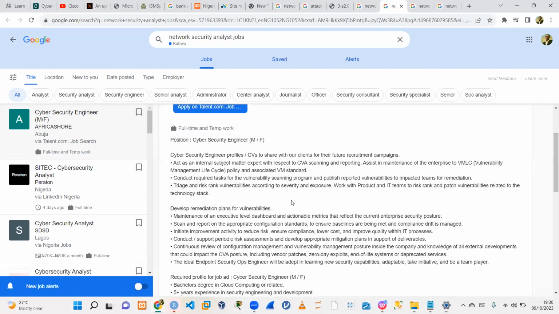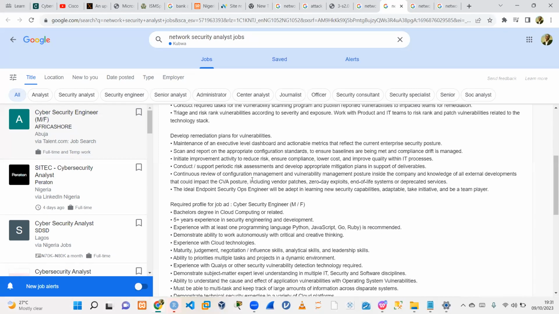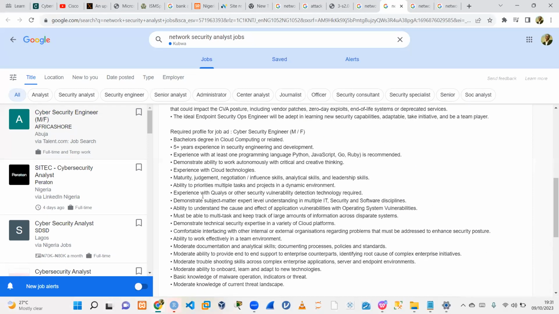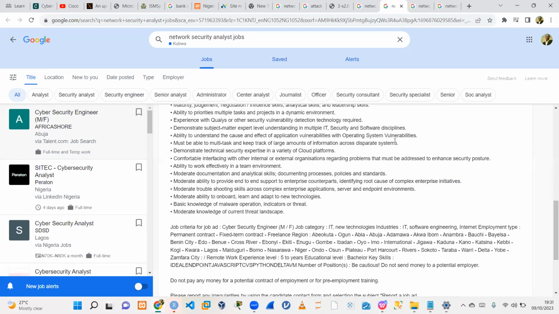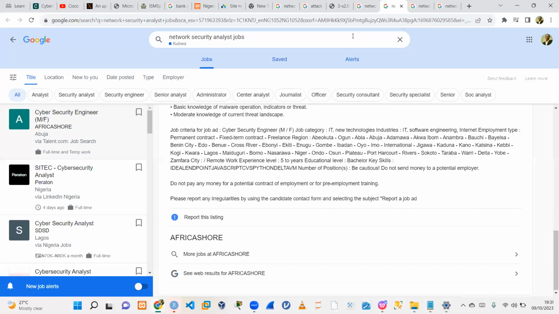Everybody see my screen? Yes. Cybersecurity engineer, common vulnerability assessment, scanning, reporting, very vague.